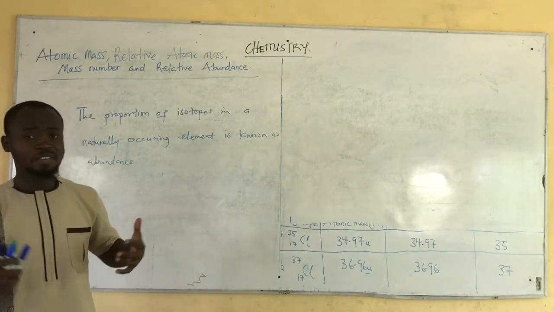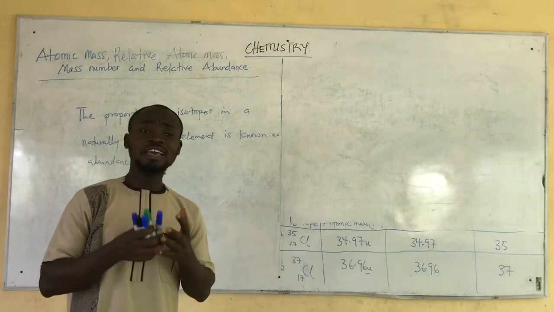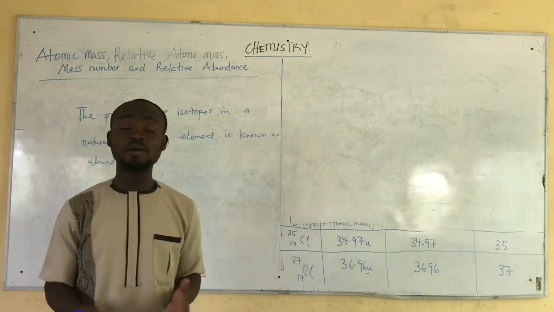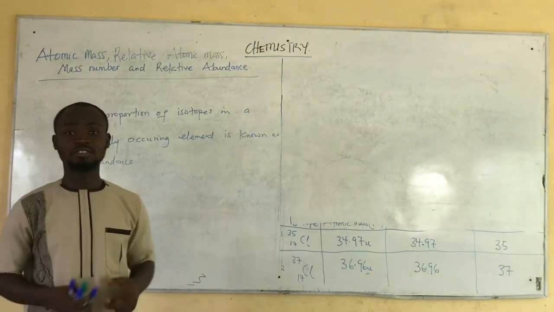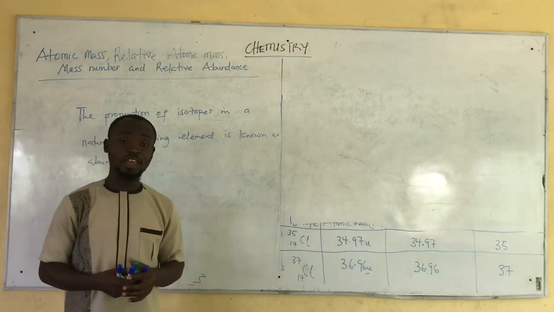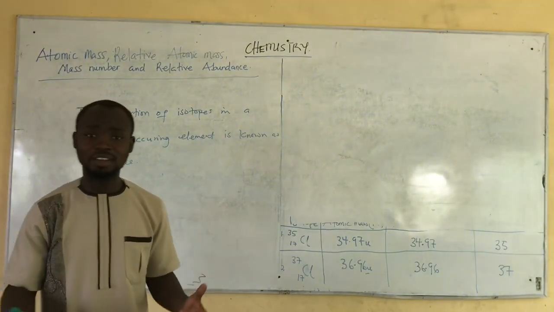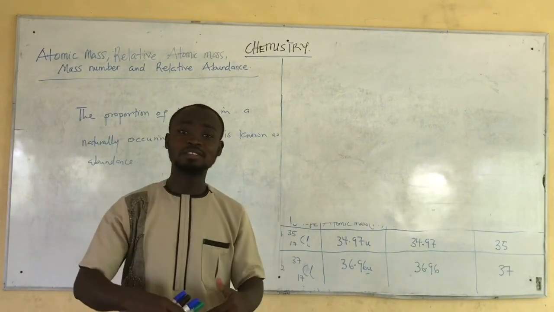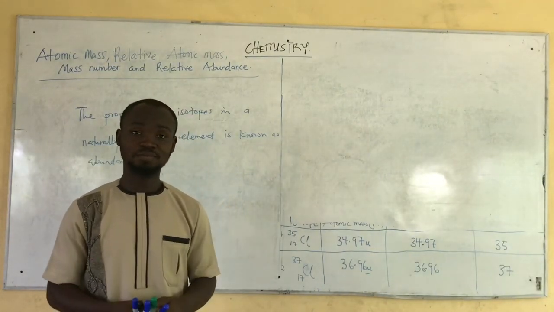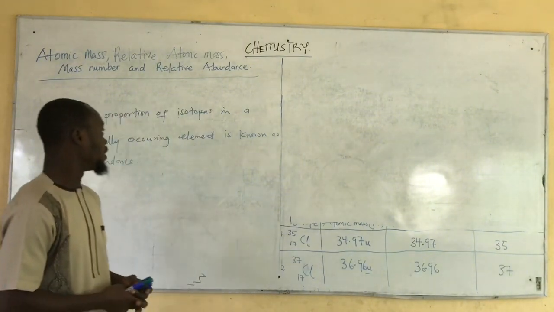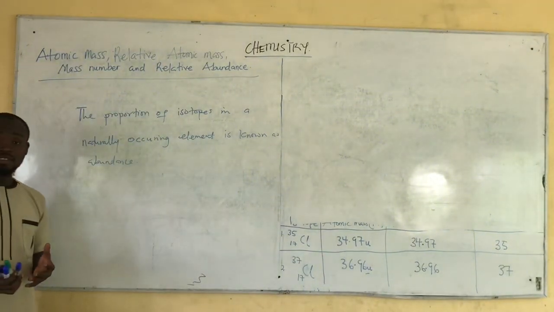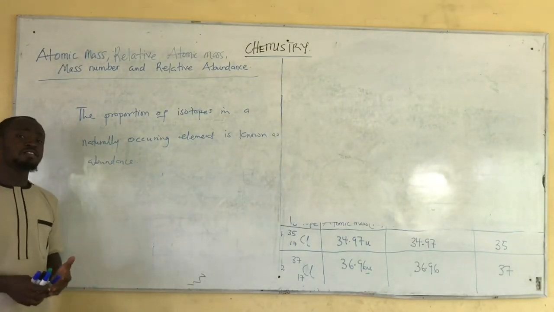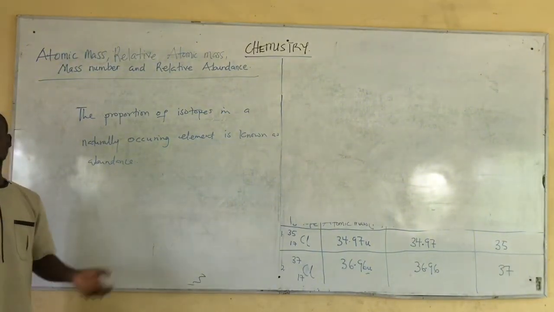Now they can ask you, what is percentage abundance? Percentage abundance is simply the different amount of an isotope in its naturally occurring element expressed as a percentage. That is percentage abundance. Is that okay? And then they can also ask you, what is fractional abundance? Fractional abundance is the different amount of isotopes in a naturally occurring element expressed as a fraction. Is that okay? Alright, so that is abundance. If it is expressed in the form of percentage, it is percentage abundance; if the abundance is expressed in the form of fraction, it is known as fractional abundance.